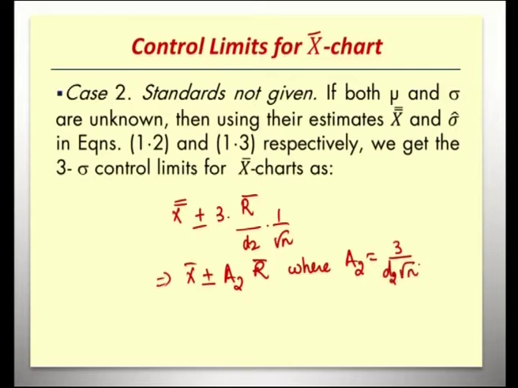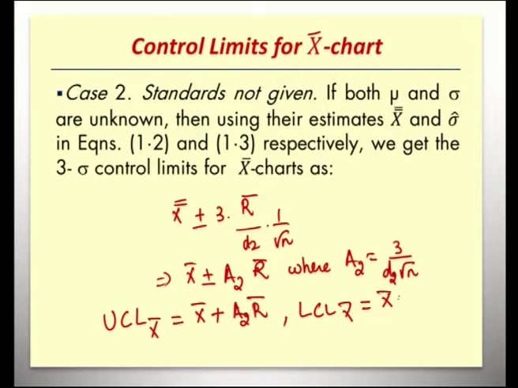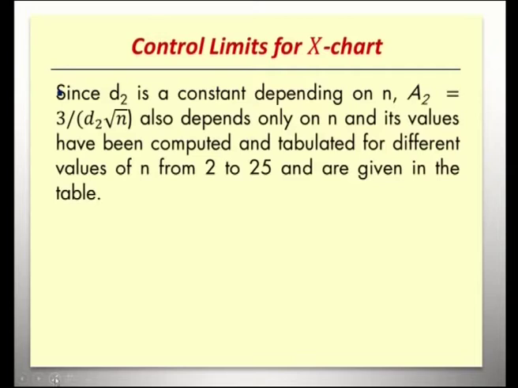So, the plus value will be the UCL and the minus value will be the LCL. So, UCL of x bar is equal to x bar bar plus A2 into R bar, and LCL of x bar is equal to x bar bar minus A2 into R bar. Since d2 is a constant depending on n, A2 equal to 3 divided by d2 into root n also depends on n, and its values have been computed already and tabulated for different values of n from 2 to 25 and are given in the table just shown.